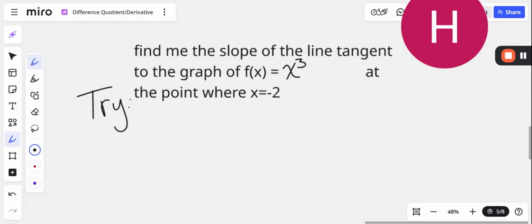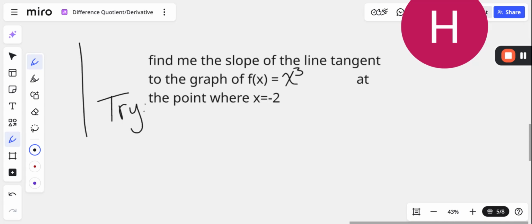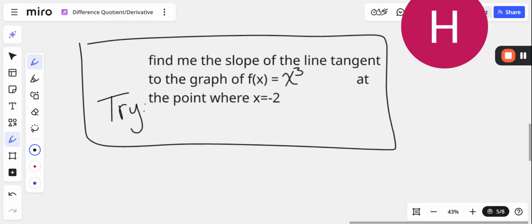Yeah, I want you to find the slope of the line tangent to that curve, f of x equals x cubed, when x equals negative 2.